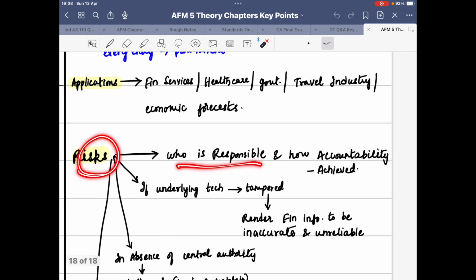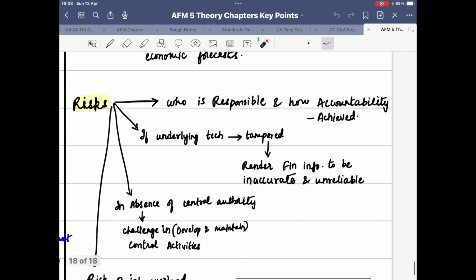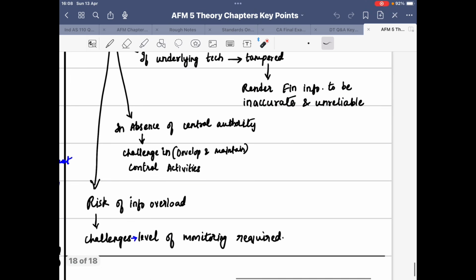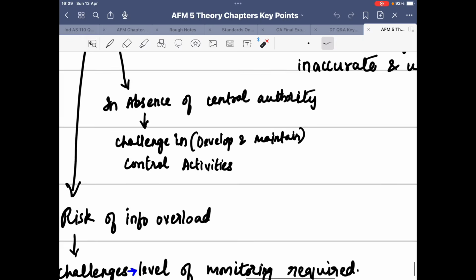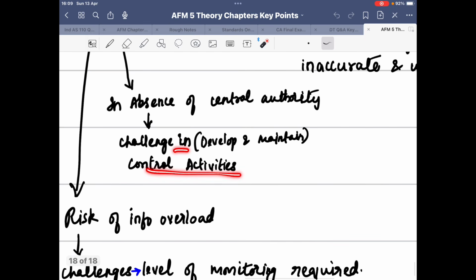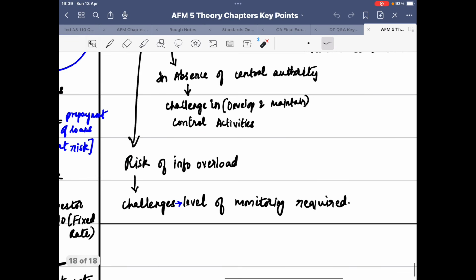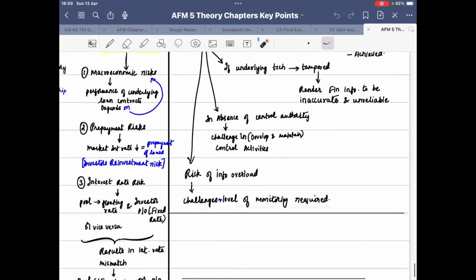Risk: who is responsible and how accountability is achieved. If underlying technology is tampered, it can render financial information inaccurate and unreliable. In absence of central authority, challenge in control activities to develop and maintain. Risk of information overload, challenges level of monitoring required.